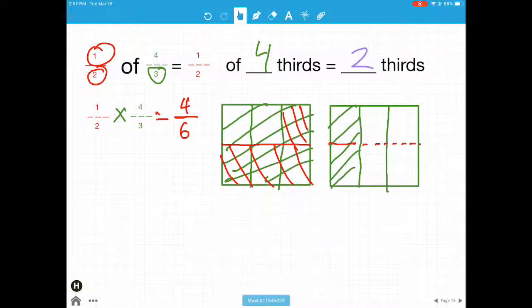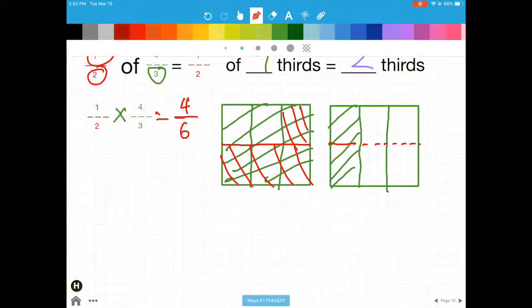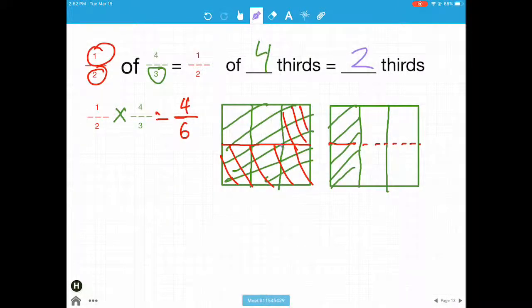Okay? Now, we said our answer was 2/3. So how did we get 2/3? Now that we have them all together, we can put these together in groups of 2. And you see that 2 of these groups are double shaded with the red and the green. Therefore, there's 2 out of the 3 groups. We can also divide by 2 here, and that will get us 2/3.